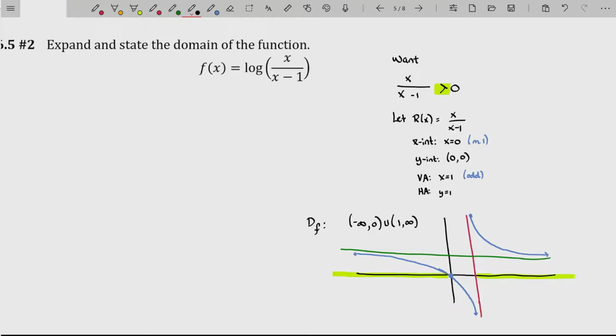So all of that work was pre-work before expanding this function because they asked for the domain. If they don't ask for the domain, don't bother. It's totally fine. It's not that big of a deal. Most of the time they won't. They're just going to say expand this logarithm. But I like to sneak in this review.